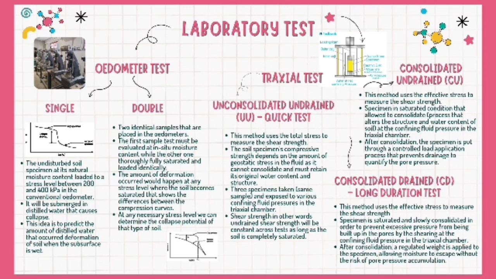The second one is the double oedometer collapse test, where there are two identical samples placed in the oedometer. The first sample is tested at in situ moisture content, while the other one is fully saturated and loaded identically. The amount of deformation that occurs would happen at any stress level where the soil becomes saturated. That shows the difference between the compression curves. The graph shows the result of the double oedometer test.